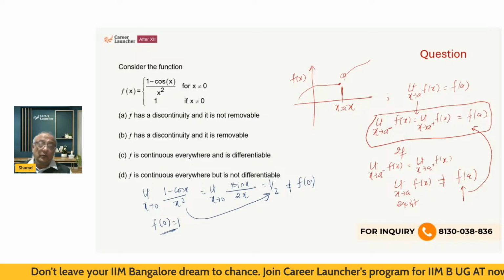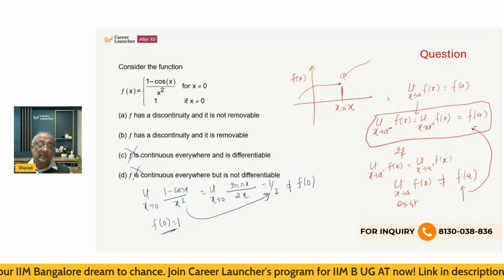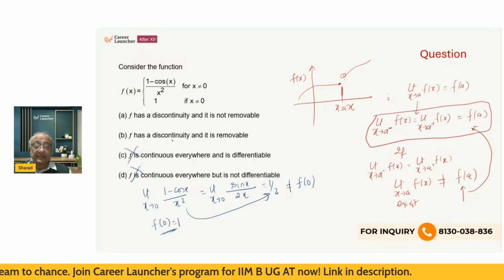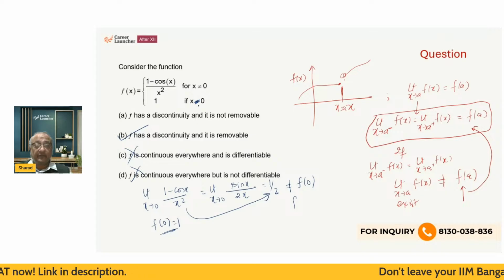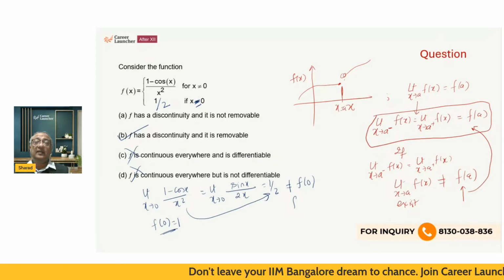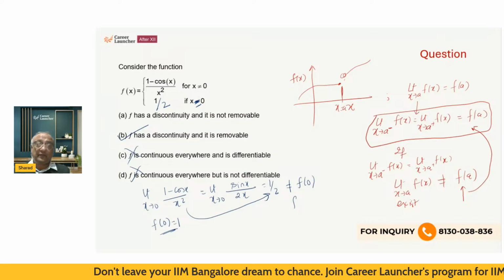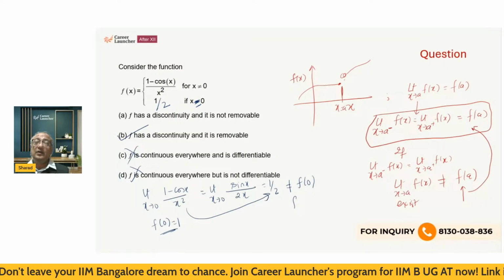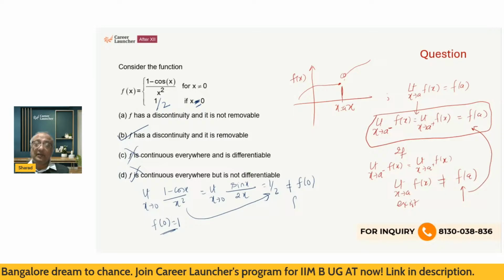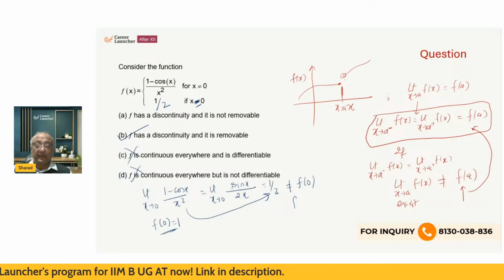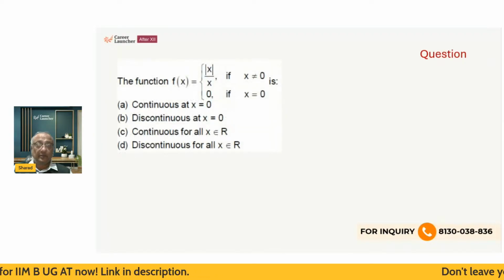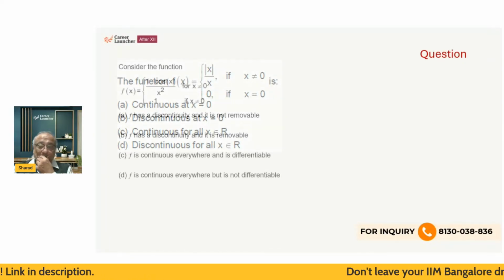So what we can do, this answer is not there, this answer is not there. It has a discontinuity. It is removable, yes. How is it removable? We can redefine f(0). We can redefine f(0) as 1 by 2. If I redefine, then the overall definition of the function will give me a continuous function. Understood, kids? So removable discontinuity is where you can change the value of f(a) so that the function becomes continuous. Let's do this question now.